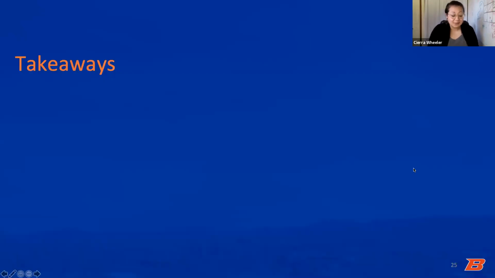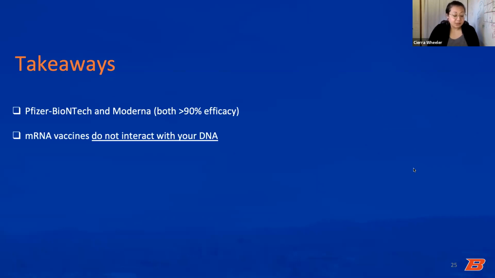And so some takeaways I want to leave you with. Pfizer and Moderna are the current mRNA vaccines on the market, each showing a greater than 90% effectiveness or protection against COVID-19. So these mRNA vaccines are well-researched, safe, and effective. They will not encounter the structures that perform DNA replication. And these mRNA vaccines allow our bodies to work smarter, not harder, by using genetic information to produce antibodies against COVID-19.